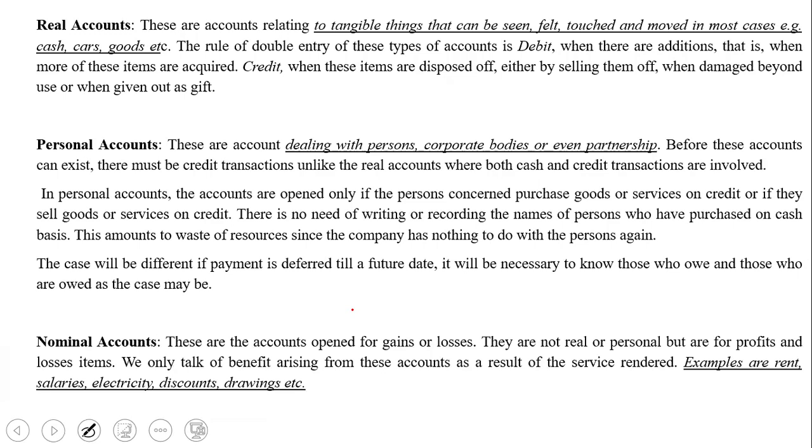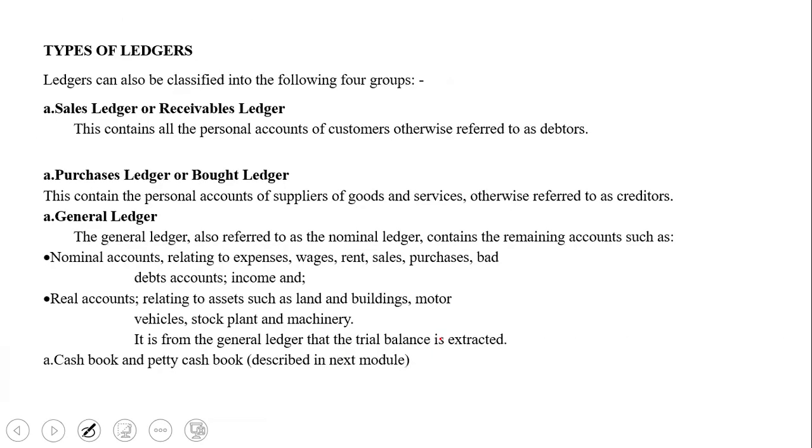The real account talks about those things you can see and feel. Personal talks about individuals, like names, somebody, partnership. And the nominal account is for our expenses, incomes, gains or losses. You also have the ledgers: sales ledger, other ledgers, and general ledger.